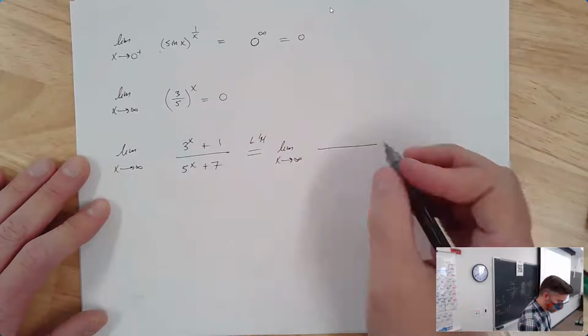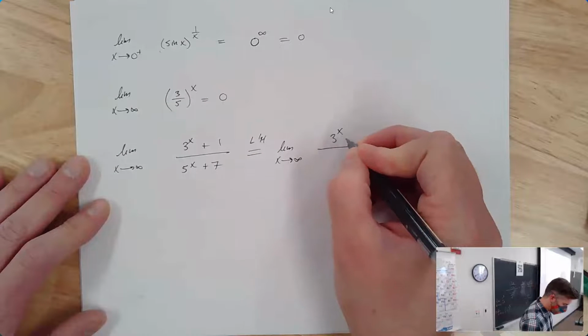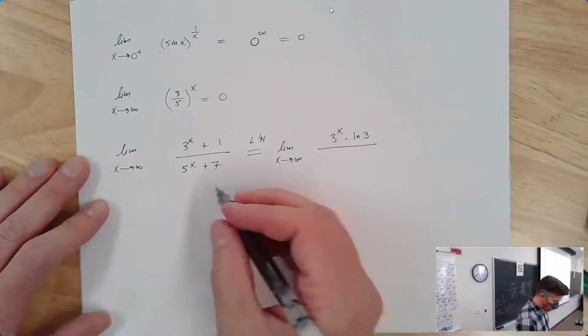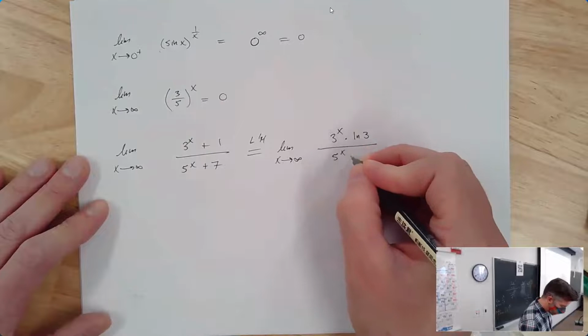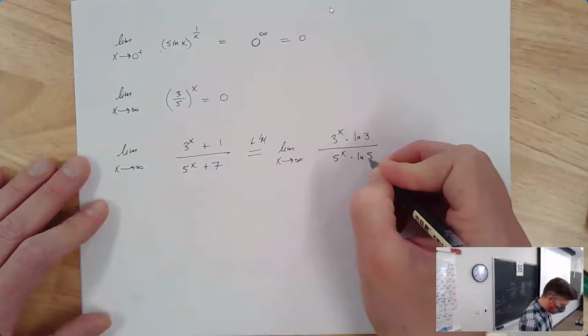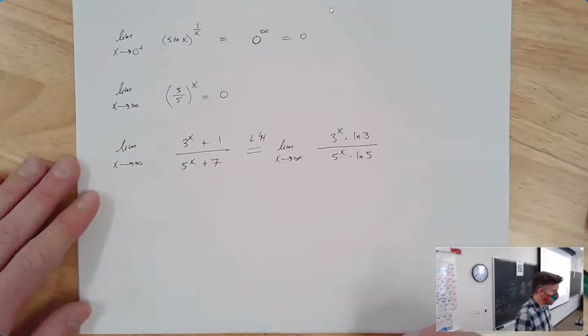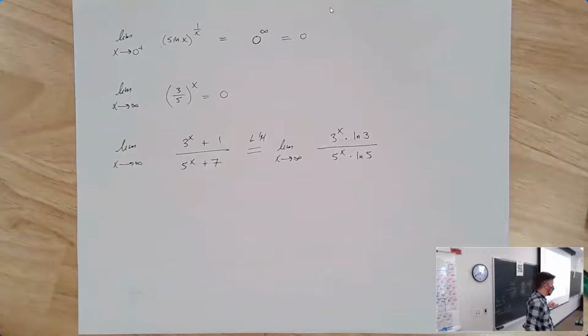It's been a little while. It's 3 to the x times natural log of 3. And the derivative of 5 to the x is 5 to the x times natural log of 5. And then at this point, hopefully you can see, if I use L'Hopital's rule again, I'm just going to get stuck in this loop, right? This is infinity over infinity.